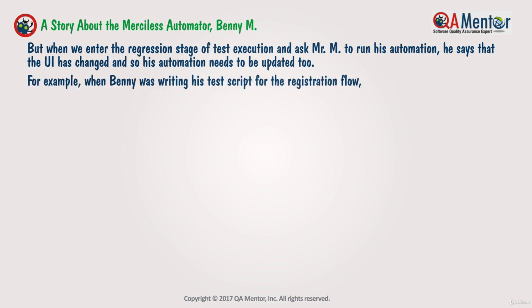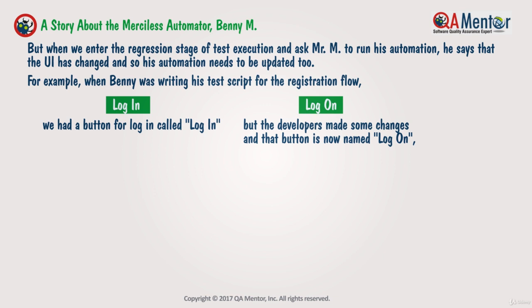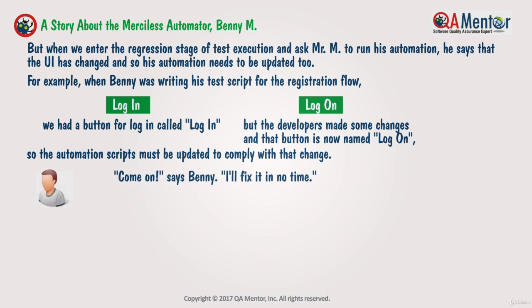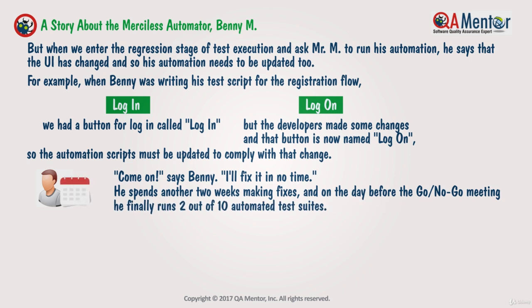But when we enter the regression stage of test execution and ask Mr. M to run his automation, he says that the UI has changed, and so his automation needs to be updated too. For example, when Benny was writing his test script for the registration flow, we had a button for login called Login, but the developers made some changes and that button is now named Log On, so the automation scripts must be updated to comply with that change. "Come on," says Benny, "I'll fix it in no time." He spends another 2 weeks making fixes, and on the day before the go-no-go meeting, he finally runs 2 out of 10 automated test suites.